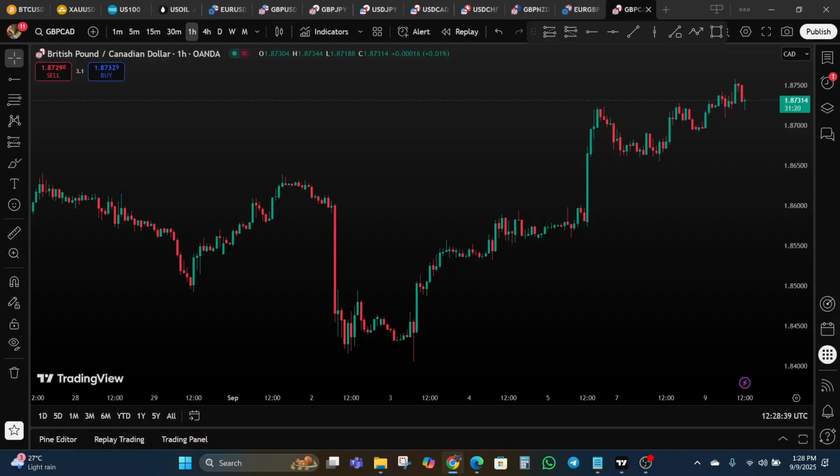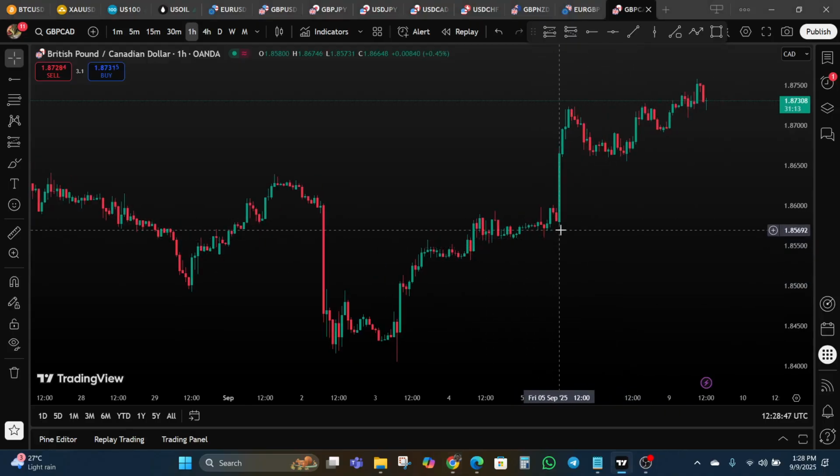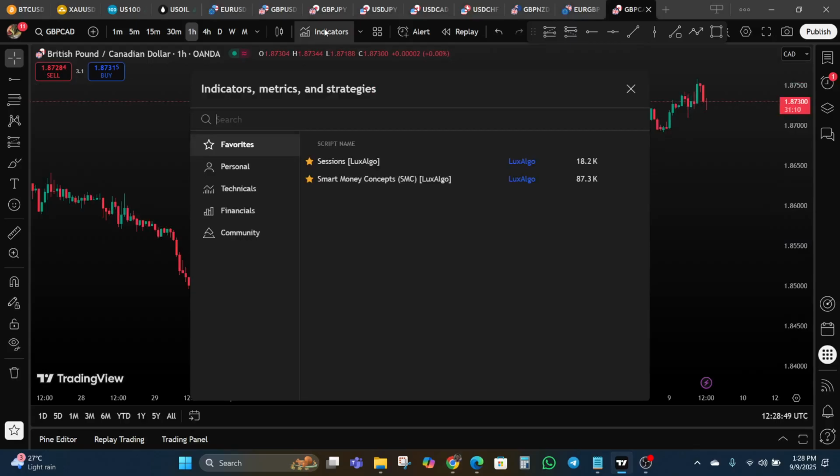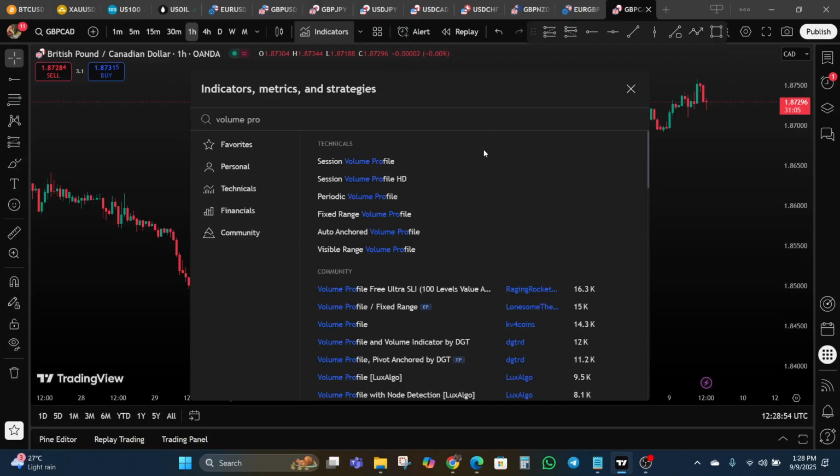Now we're just going to be starting with the basics. Volume profile trading is all about understanding where market participants are most active. Instead of just looking at price, we focus on volume at each price level, which tells us where buyers and sellers are concentrated.